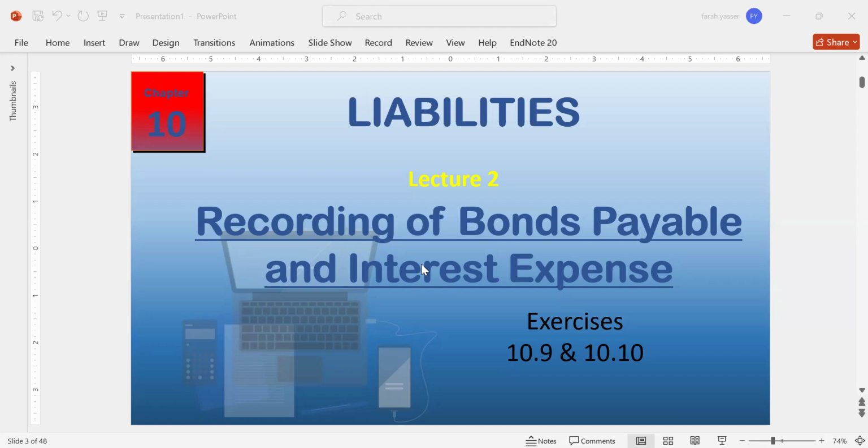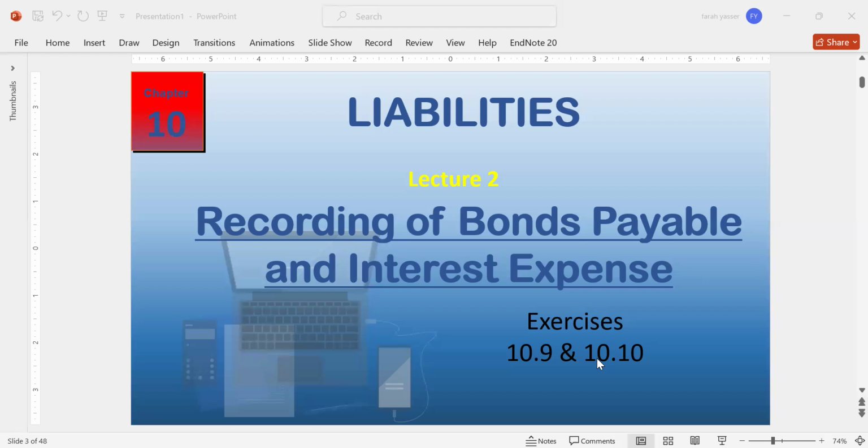In the previous lecture, we learned to calculate the amount related to interest expense to be recognized and cash payments to the bondholders. In this lecture, we will pass the journal entries related to these transactions. We are using the book Financial and Managerial Accounting by Williams, Haka, and Bettner, and we are covering chapter 10, liabilities. This particular lecture belongs to exercises 10.9 and 10.10.